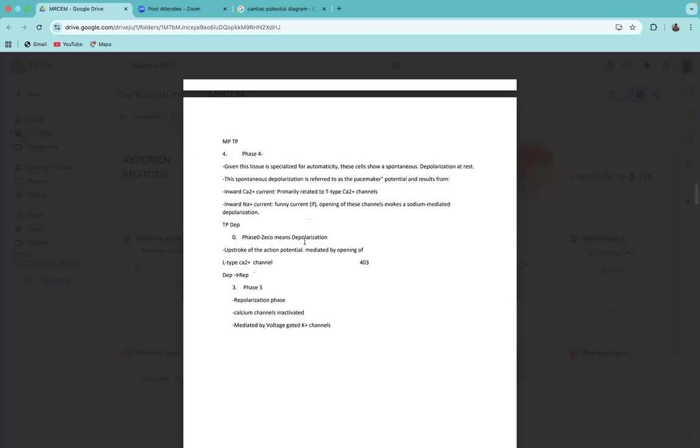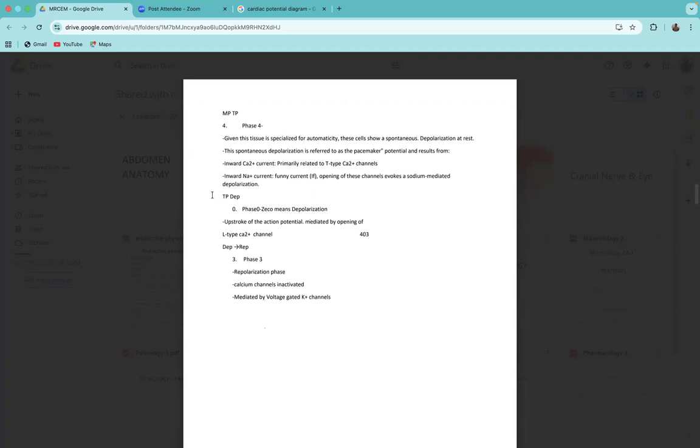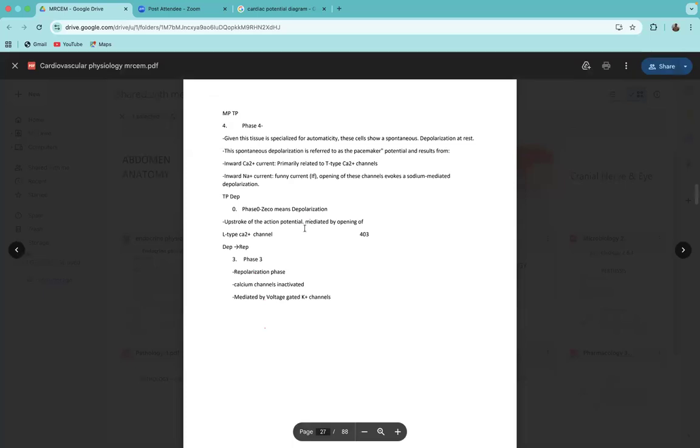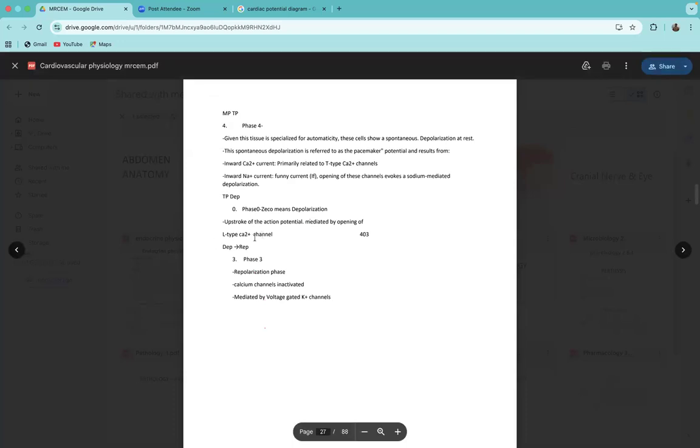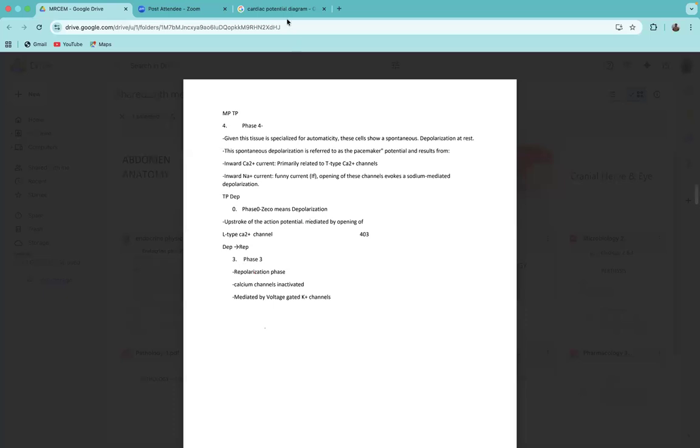Inward movement of the sodium current, which is caused by the funny current sodium channel, is due to the opening of the channels that evokes the sodium mediated depolarization. That transmembrane potential, or basically depolarization, occurs in phase 0. That means the depolarization upstroke of the action potential is mediated by the opening of the L type of calcium channel as well. So this is basically it.